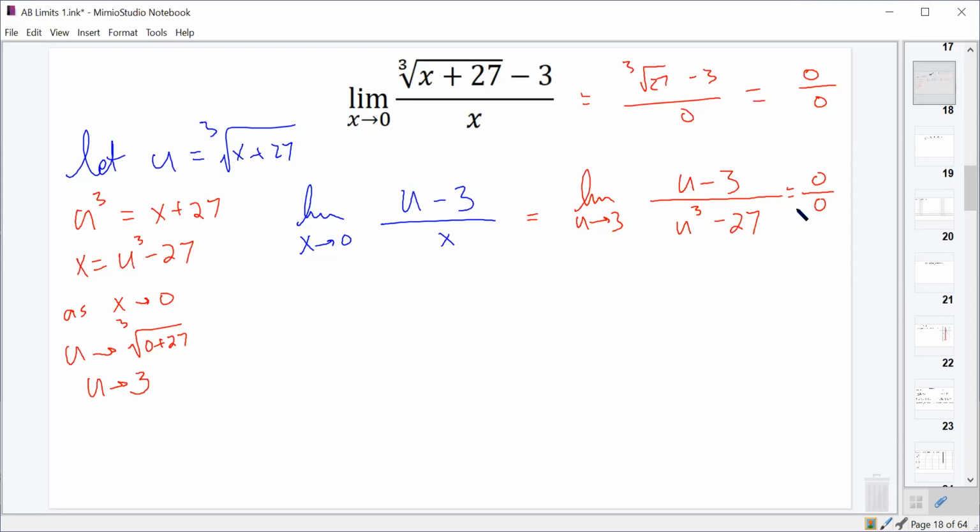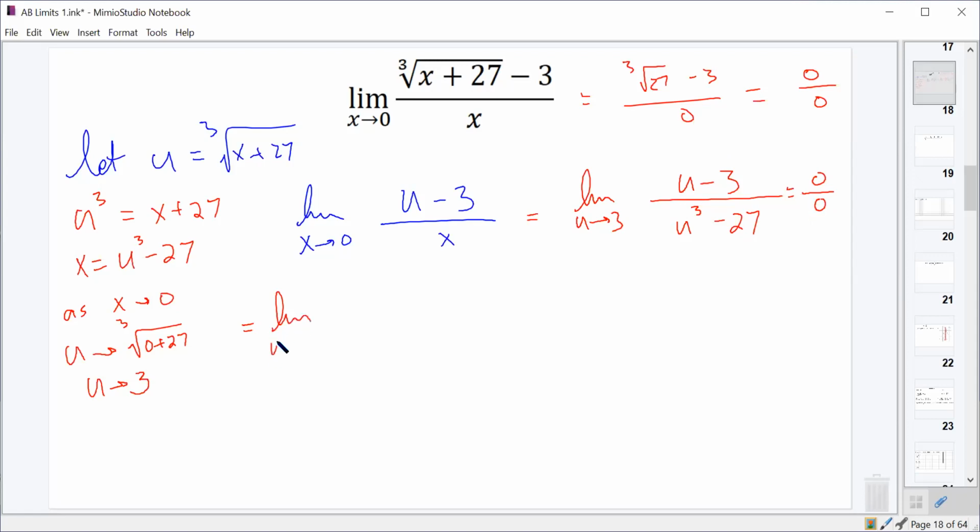Well, great. So we did all this work and we still have an indeterminate limit. But the good news is we now have something that no longer has this annoying cube root in it. We've got a new limit that's equivalent to the old limit, and this one we should be able to factor, this denominator of u cubed minus 27.